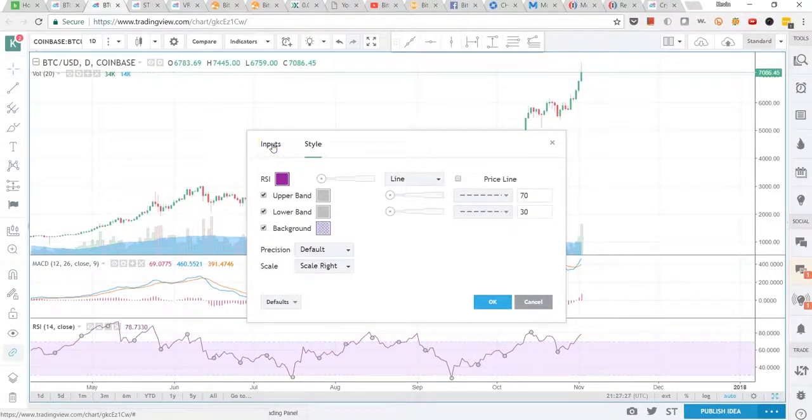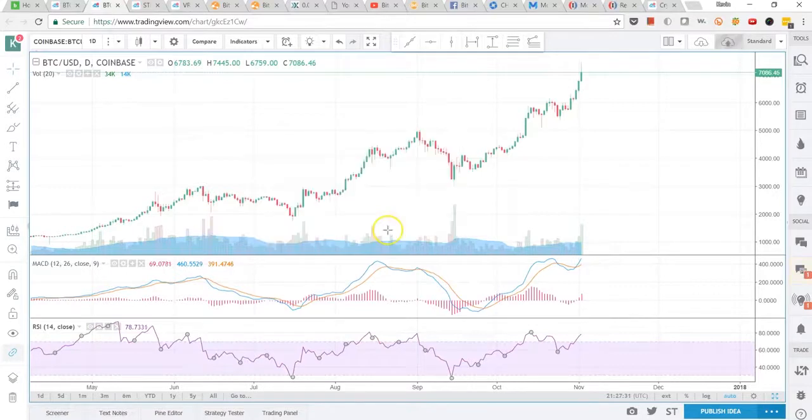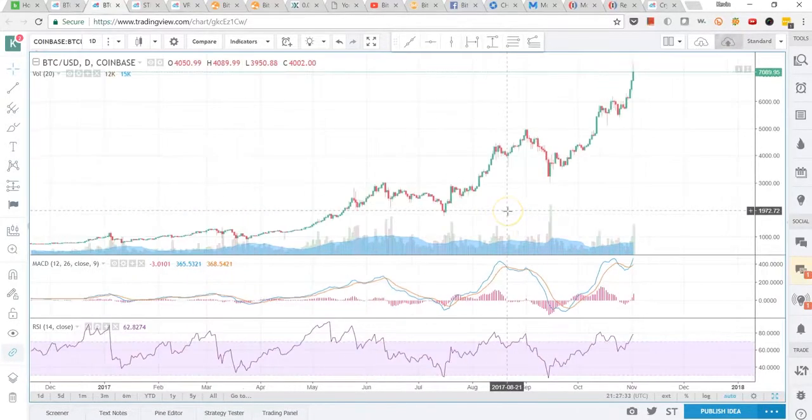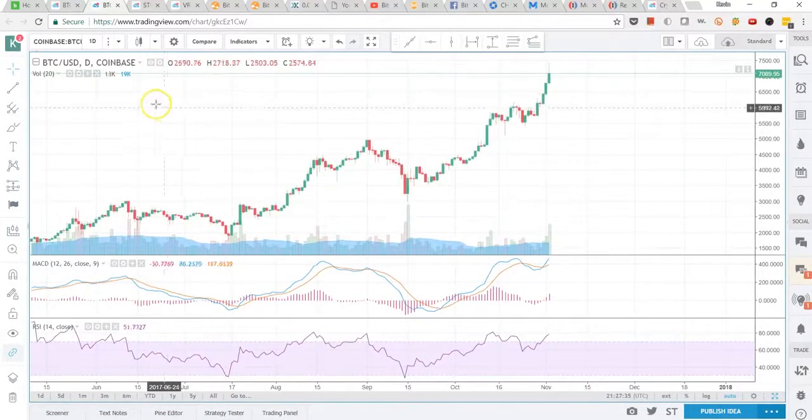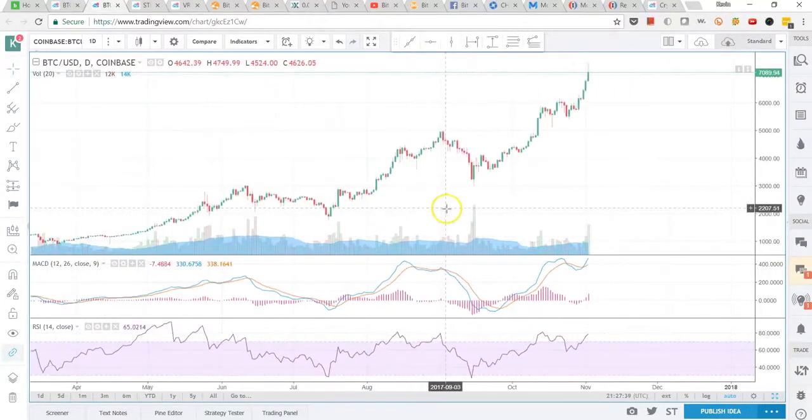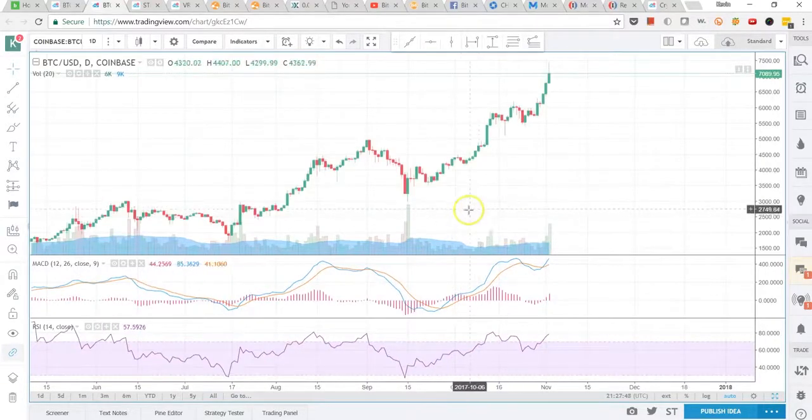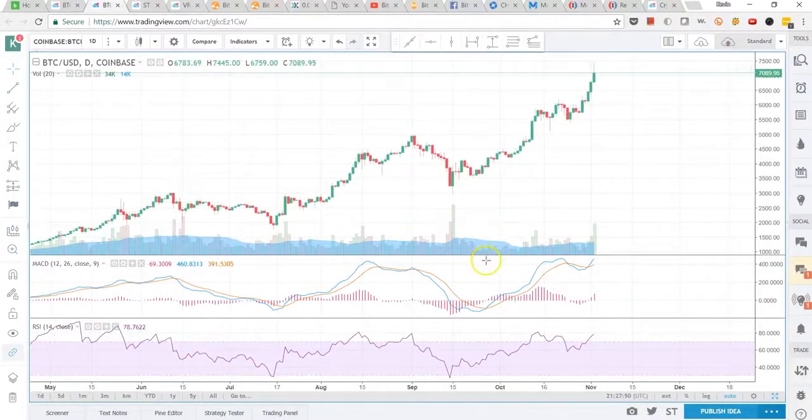Some traders use different settings for different time frames, but we'll just keep it all default for now. So I've got Coinbase on the daily chart for Bitcoin, and let's go ahead and start with the MACD. You can see they both run similar paths with respect to where price is going, but they work a little bit differently.